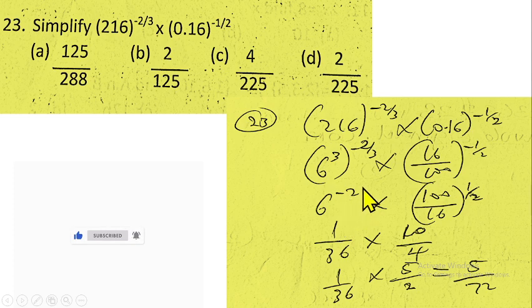That means you have 6 raised to the power minus 2 left, which literally means 1 over 6 squared, and that will give us 1 over 36 times square root of 100 is 10, square root of 16 is 4. So you have 1 over 36 times 10 over 4, which means this 2 can go here, 2 can go here, 5 over 2. Then multiply it, that will give 5 over 72. But if you look at the options provided, you discover that none of the options is correct for question number 23.